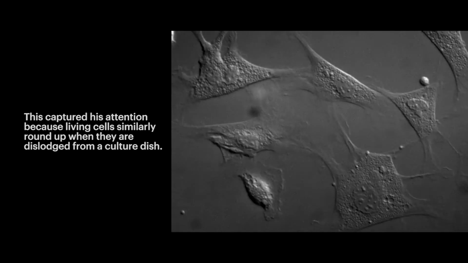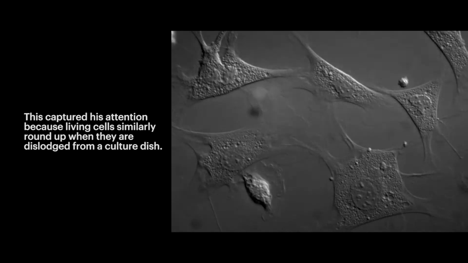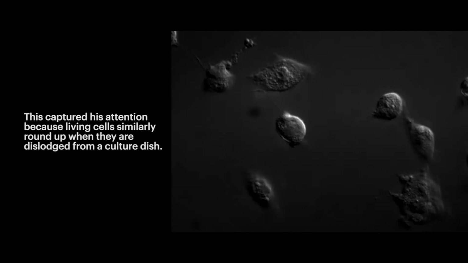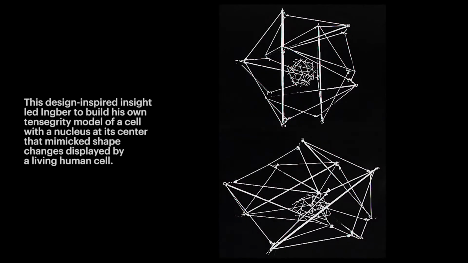Spider-like webs of proteins encompass cells in a culture dish. The cells trypsinize. The flattened webs of adhesions dislodge from the culture dish and round up, cocooning the cell. This design-inspired insight led Ingber to build his own tensegrity model of a cell with a nucleus at its center that mimicked shape changes displayed by a living human cell.